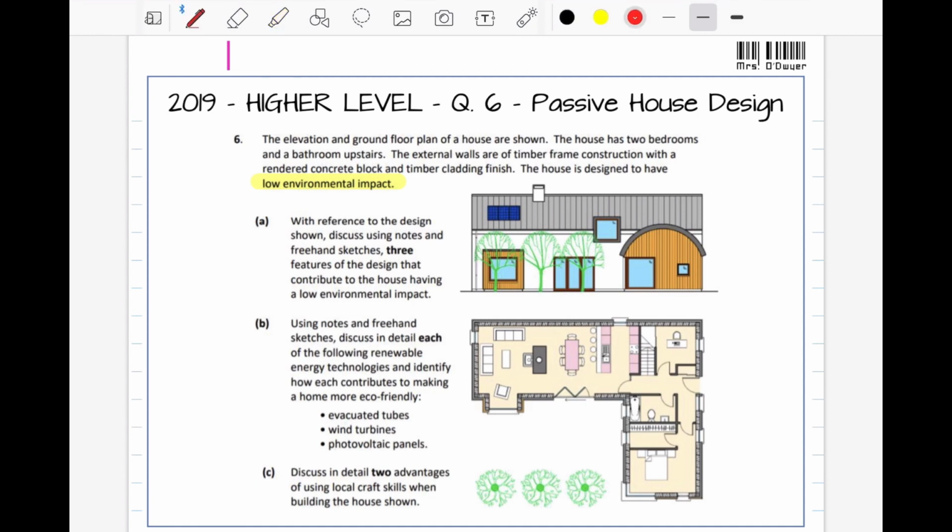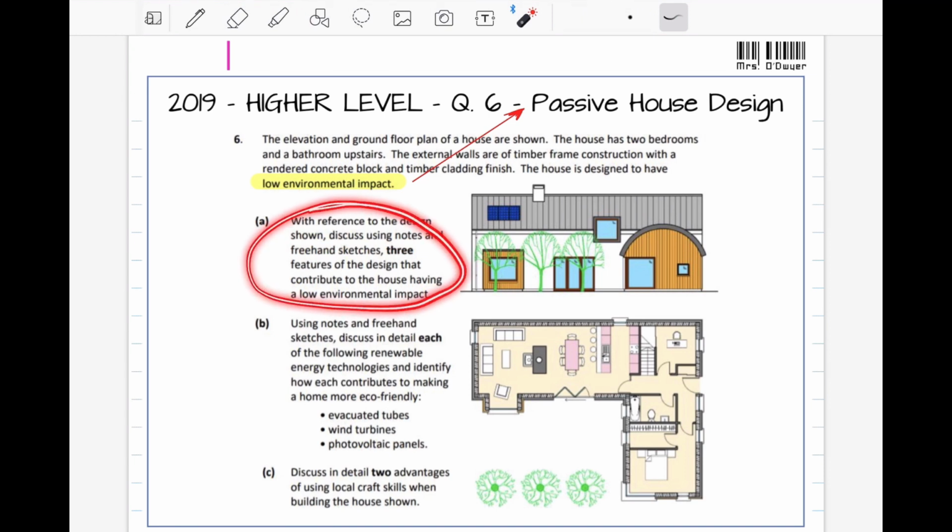Now, if we are talking about a passive house, we are talking about a house that is designed specifically to save and be neutral in terms of its electricity use and heating costs and other areas within the home. So what we were asked to do then is, with reference to the design shown, discuss using notes and freehand sketches 3 features of the house that contribute to that particular house having a low environmental impact.